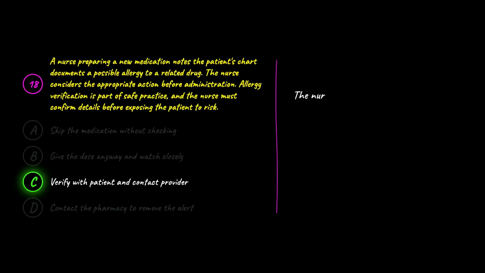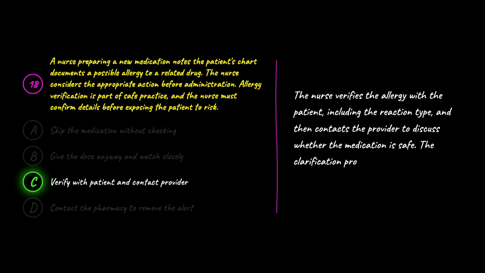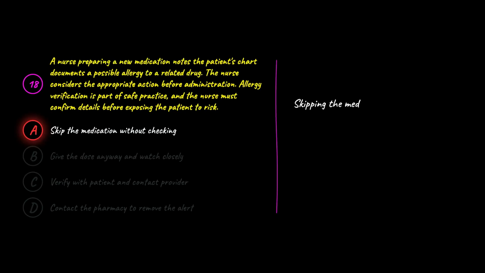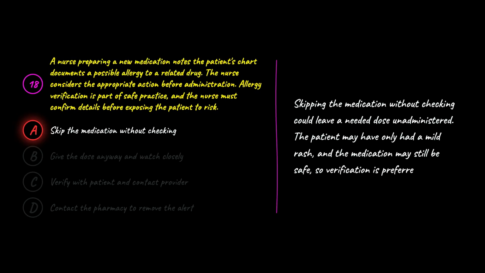C is correct because the nurse verifies the allergy with the patient, including the reaction type, and then contacts the provider to discuss whether the medication is safe. The clarification protects the patient and updates the chart for future reference. A is wrong because skipping the medication without checking could leave a needed dose unadministered. The patient may have only had a mild rash, and the medication may still be safe. So verification is preferred over abandonment.